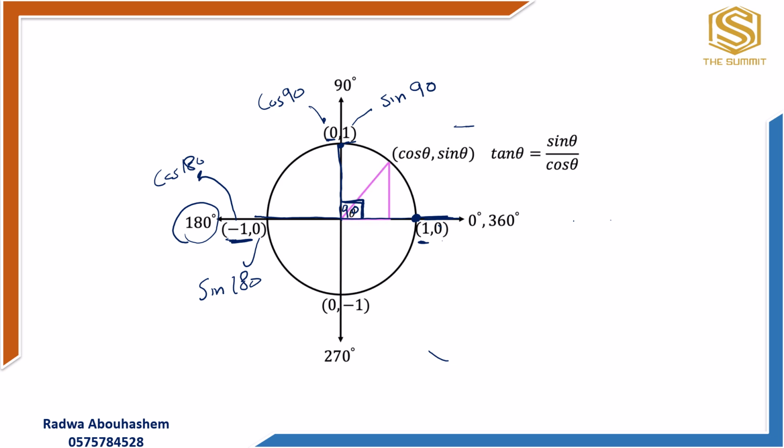Now, completing my turn, I reach it to 270-degree. And as you notice here, I'm going for the negative direction of the y-axis. So this means I'm going to change the sign of the y-axis. This was 0 and 1. Here it would be 0 and -1. So the 0 here is the cosine of 270. And the -1 here is the sine of 270.